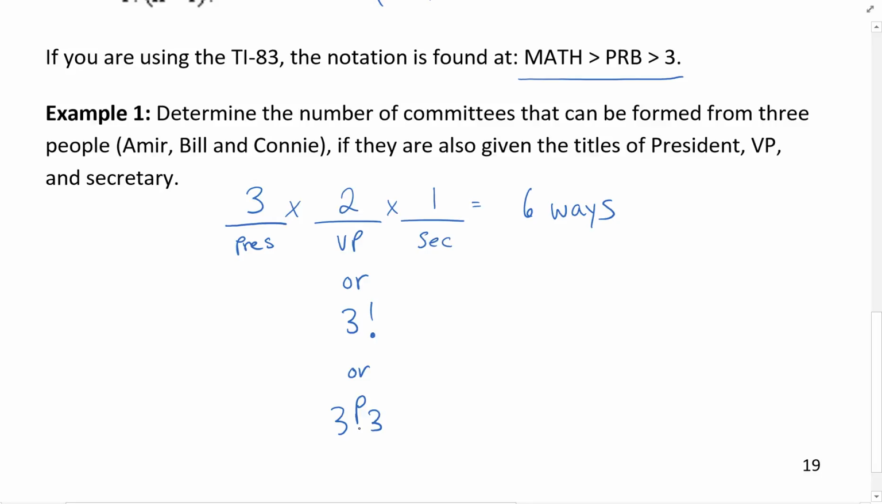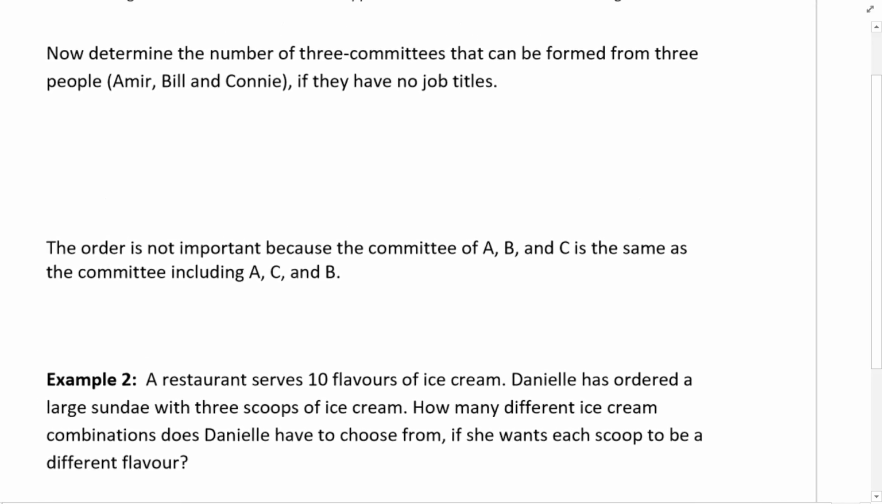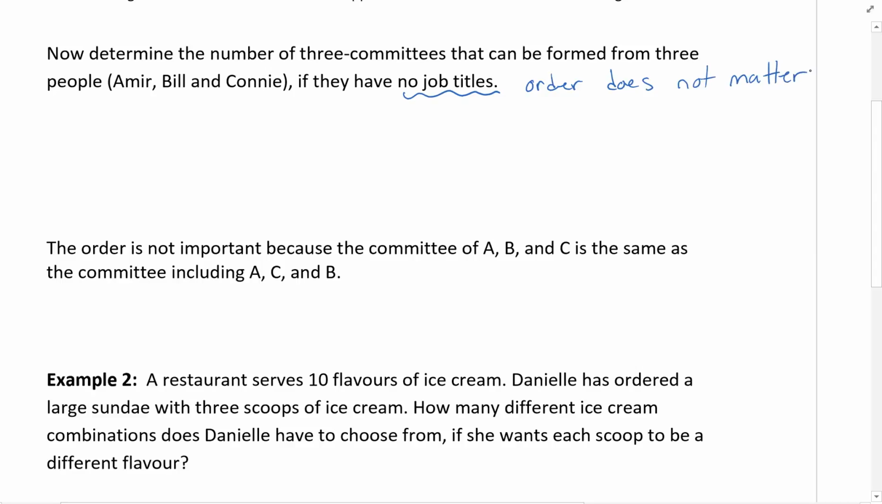Now, if we flip the page here, what happens if we're doing the same thing, but we're just creating a committee, where they don't have job titles? Everyone will act as the same title. So they're just committee members. There's no title as VP, President, or Secretary. Well, now, order doesn't matter. I'm going to let you think about that for a minute. Order does not matter. Why doesn't order matter?